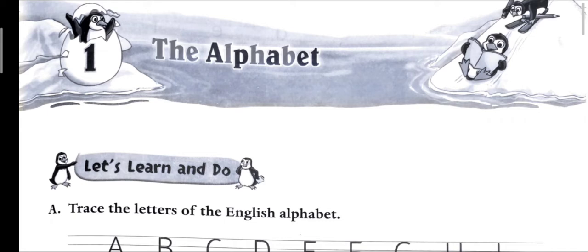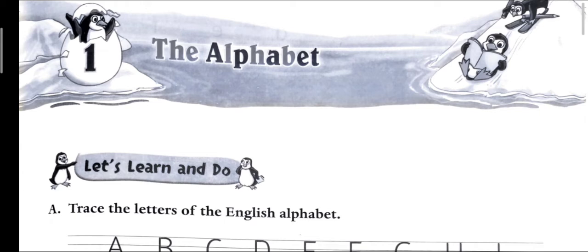Okay, I will tell you. A set of letters in a fixed order that you use when you are writing a language is called alphabet. Means a set of letters in a proper particular order whenever we are writing a language, that's called alphabet. There are 26 letters in the English alphabet. How many letters? 26 letters in the English alphabet.